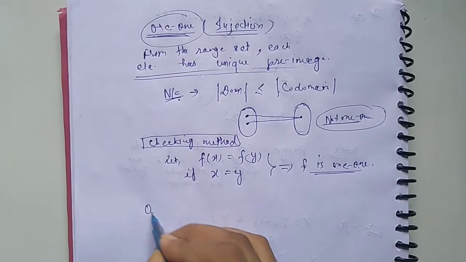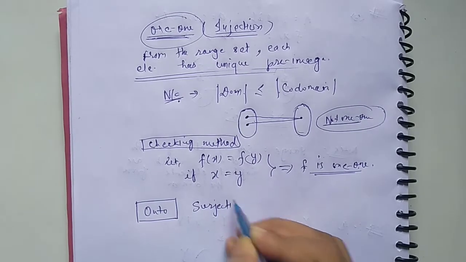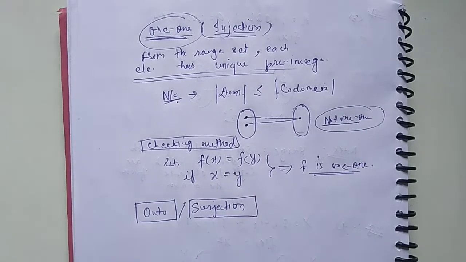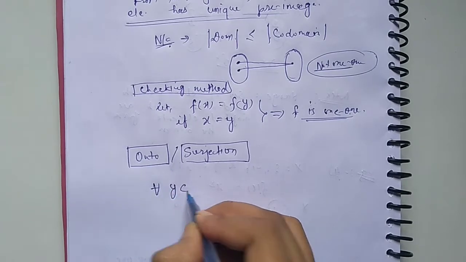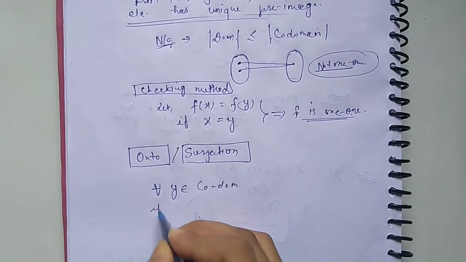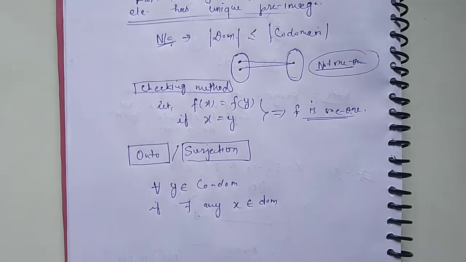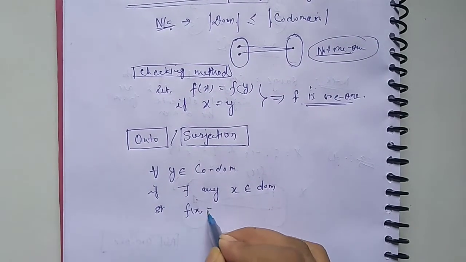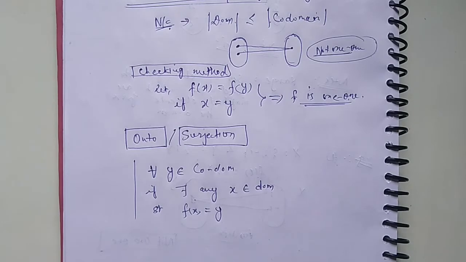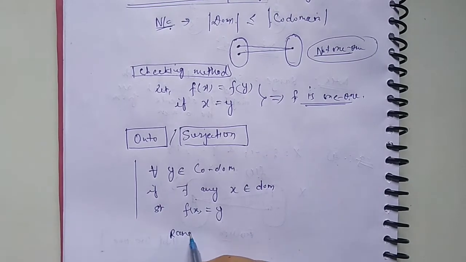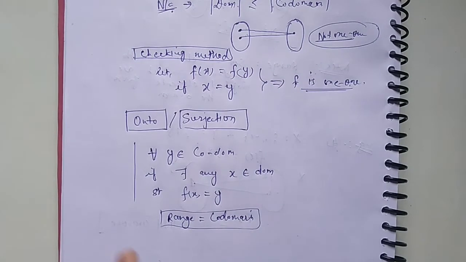Now next we will understand what is an onto function. It is also called a surjection. It can be understood as: for all elements y from the codomain, there exists an element x from the domain such that f of x is equal to y. That means there is no element left in the codomain. It can be easily understood as: if range is equal to codomain, then we will say that the function is onto or surjection.